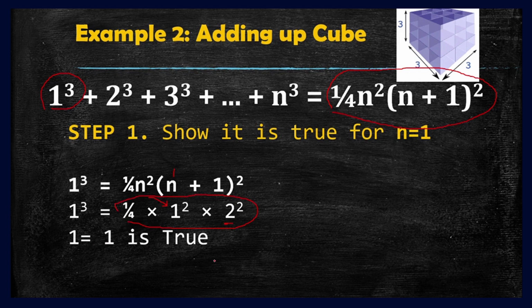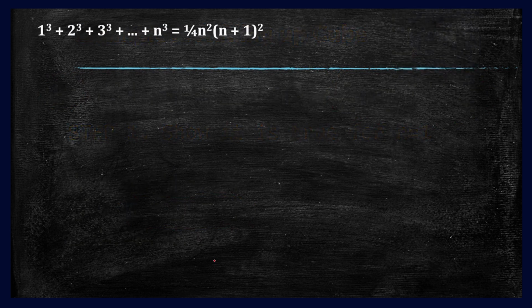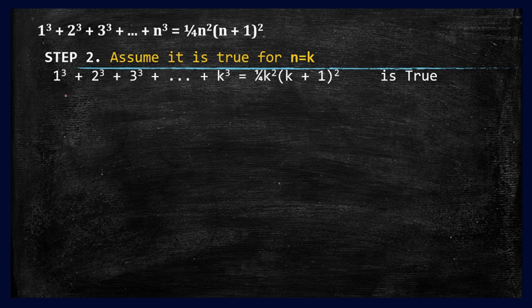So it is true. So therefore in step number 1, we have proven that the statement or the formula is true for our initial value. Therefore we can now proceed to our step number 2, or to our induction process. So step number 2, let's assume that it is true for n is equal to k. So let's just substitute k for all the n in our given. So we are going to rewrite 1 cube plus 2 cube plus 3 cube plus k cube equal to 1 over 4 k squared, the quantity of k plus 1 squared. And we need to assume that that is true.